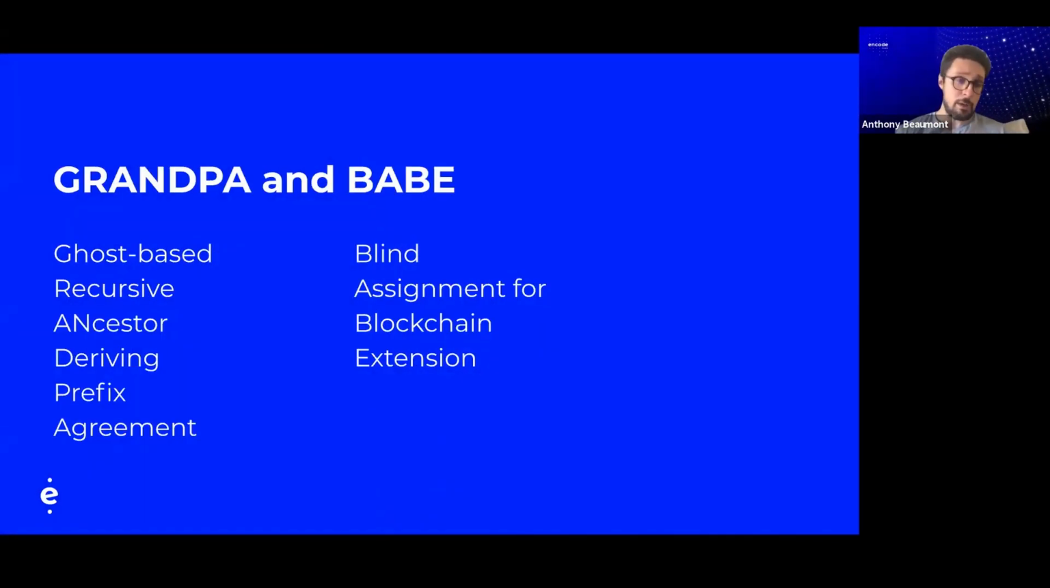And we have these two things called Grandpa and Babe, and they are two mnemonics. I swear to God, they just invented the mnemonics after they invented the names. Sorry, they're not mnemonics, that would be terrible, they're acronyms. So Grandpa means GHOST-based recursive ancestor deriving prefix agreement. I mean, what the hell does that mean? And Babe means blind assignment for blockchain extension, which makes more sense.